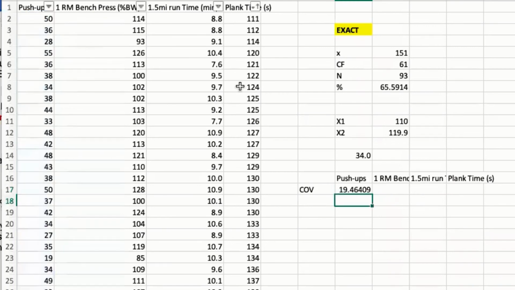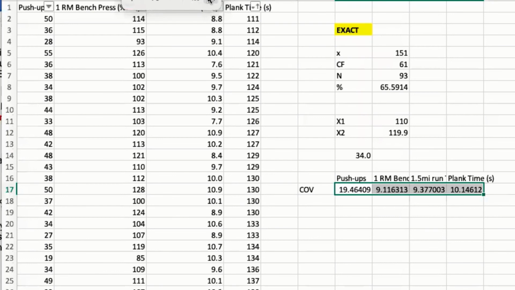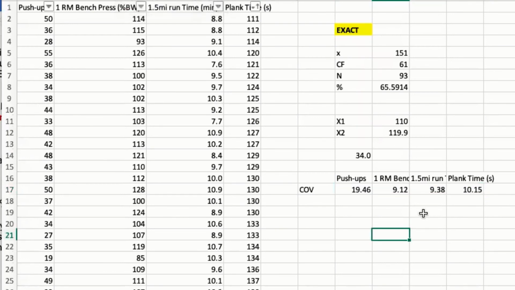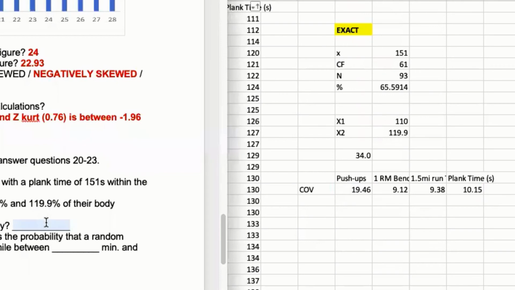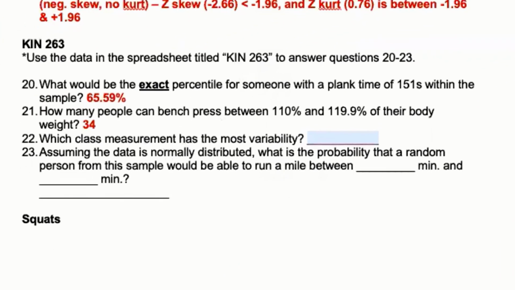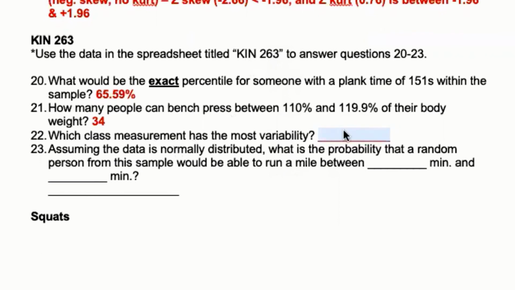If we copied this across the other variables and evaluated the percentage, go ahead and put in the chat which one has the greatest variability. I see push-ups, yeah, right? Because it has the highest percentage. So for this one, we'll say push-ups.